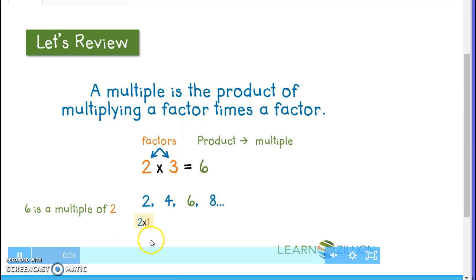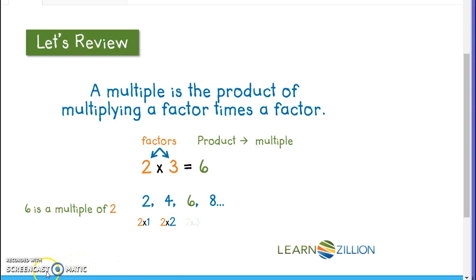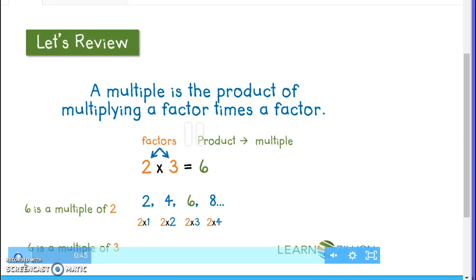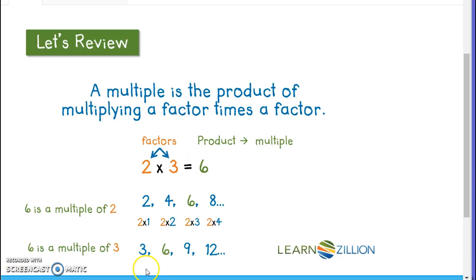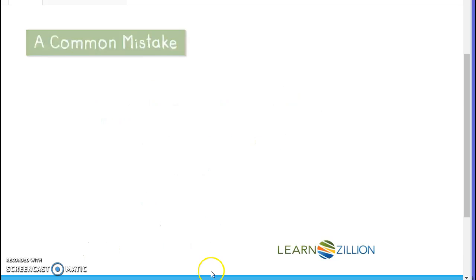6 is, and you can use the factors too to figure that out. 2 times 1, 2 times 2, 2 times 3, and then 2 times 4 to find multiples. 6 is also a multiple of 3 because when you start with 3 and you start skip counting by 3's, you will land on 6. So 3, 6, 9, 12.